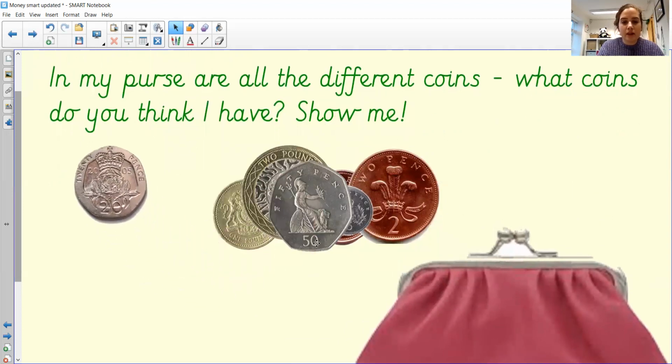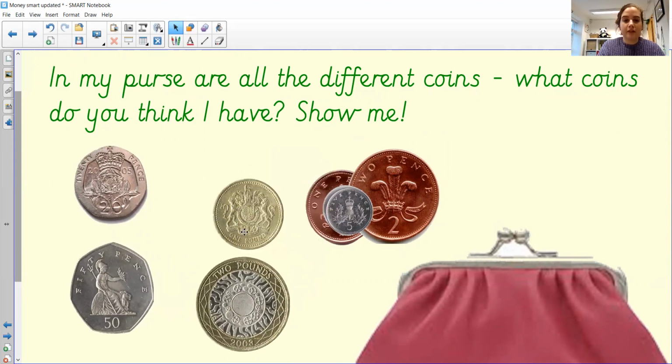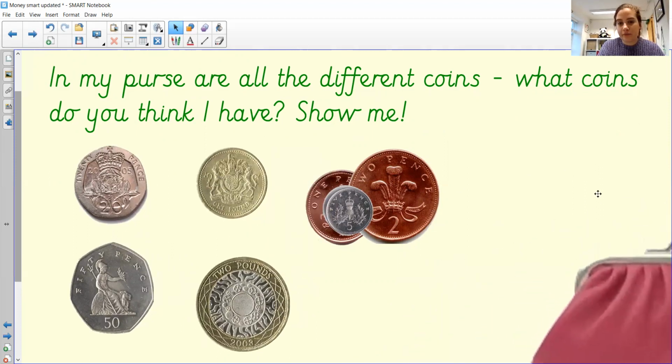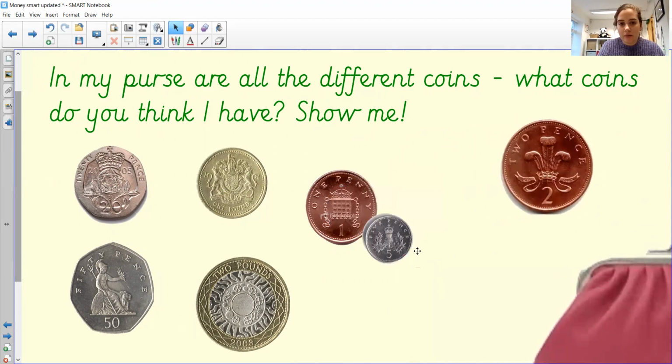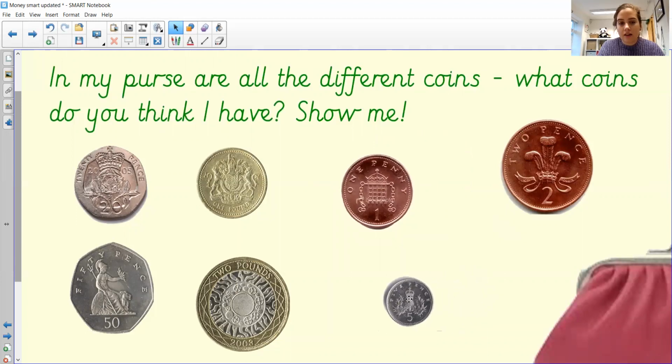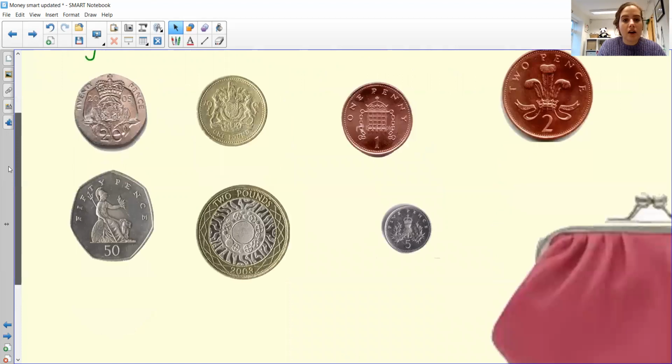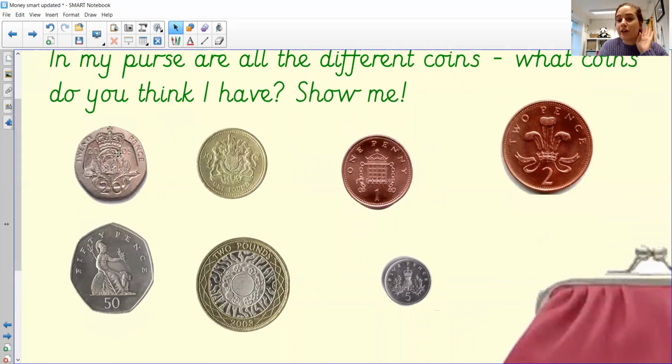Does anybody know what this one is? Let's move them out. Let's move my cursor a bit more away. Okay, so I have got a 20p coin. Does anybody know what that one is? 50p. This one's a bit more tricky. These two are, because they're not as obvious.